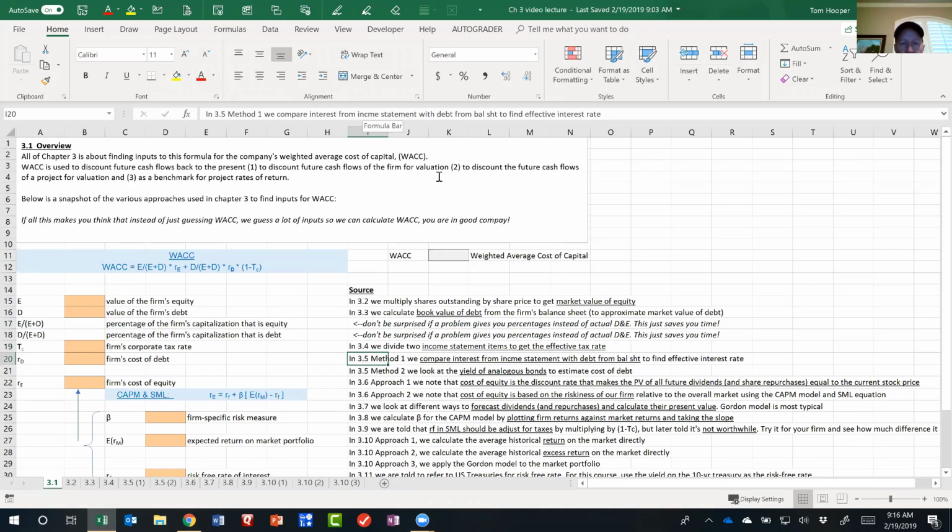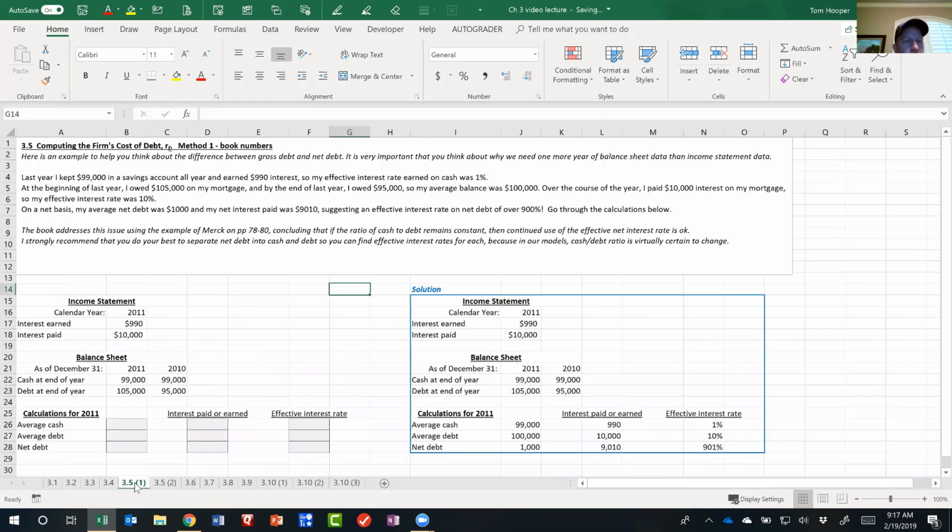In section 3.5, now we're looking for the firm's cost of debt. Let's come over here. We're going to see a couple approaches to that. The first is to use the book numbers. And you may remember this example from class. So let's pretend like I, as an individual, have an income statement and a balance sheet. And during this year of 2011, I earned some interest on a savings account, and I paid some interest on a mortgage. And so I could calculate net interest earned from that.